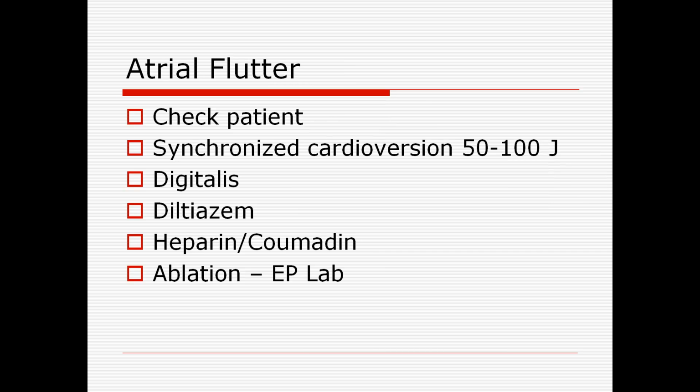sorry. Synchronized cardioversion is using a lot less power. We do that at 50 joules or 100 joules for atrial flutter, for cardioversion. If we're doing defibrillation, we're starting at much higher, a minimum of 100, maybe starting at 100 or 200.